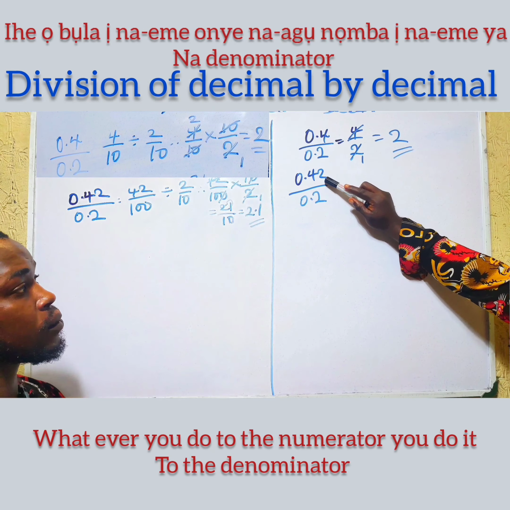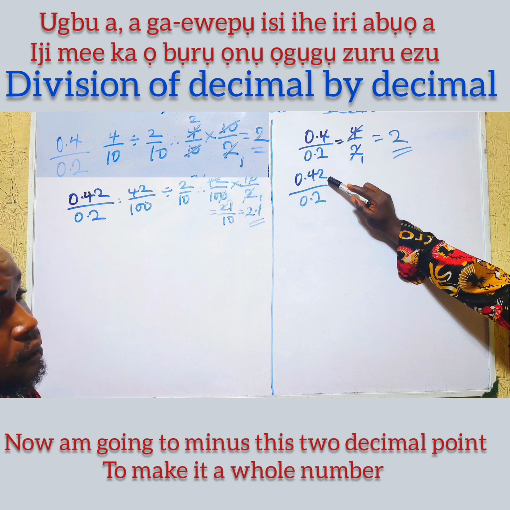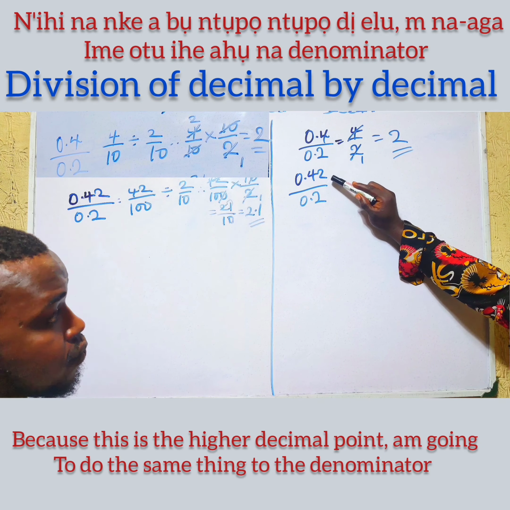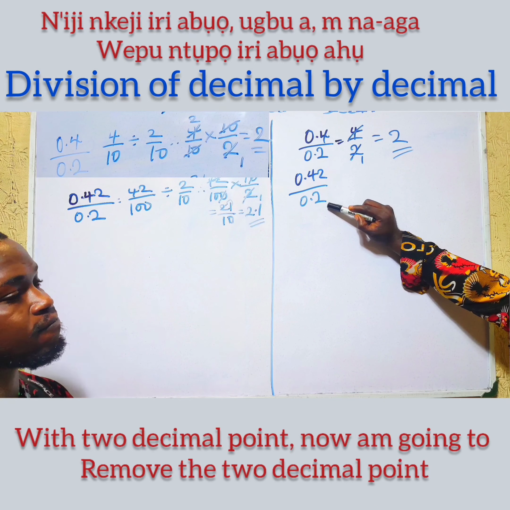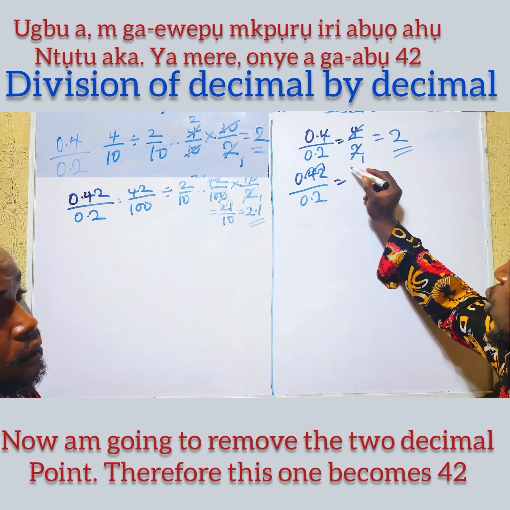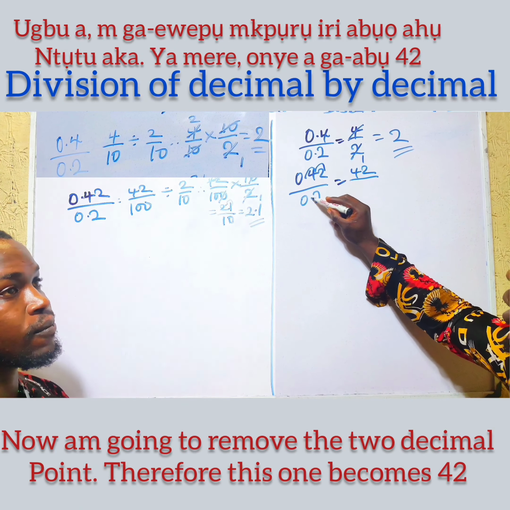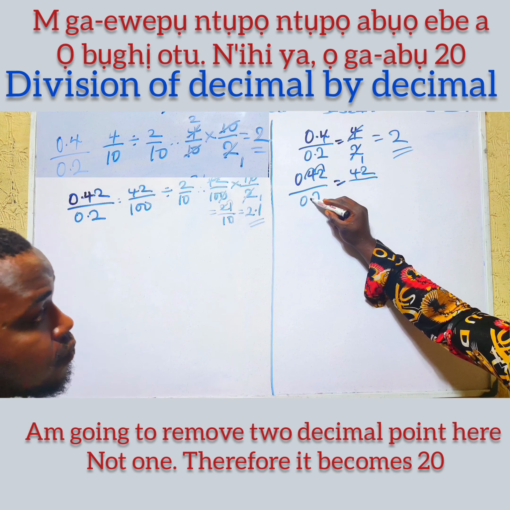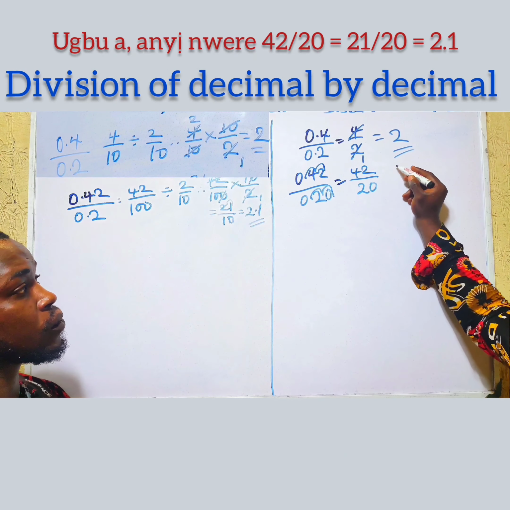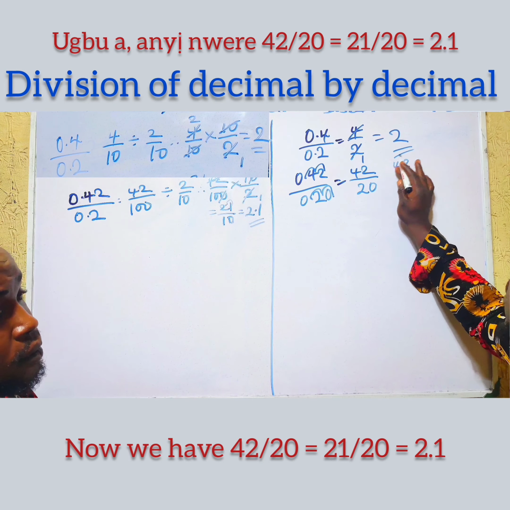Now I'm going to remove these 2 decimal points to make it a whole number. Because this is a higher decimal point, I'm going to do the same thing to the denominator with 2 decimal points, which is going to give us, now I'm going to remove the 2 decimal points, therefore this one becomes 42. Now I'm going to remove 2 decimal points here, and put 0, therefore this one becomes 20. Now we have 42 divided by 20.